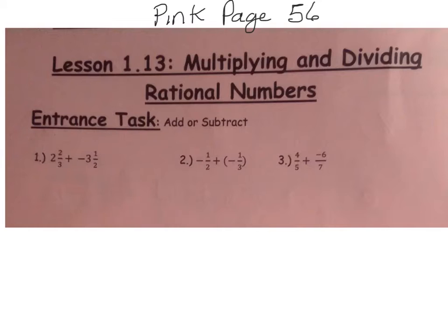Hi, welcome back. Another day of our flipped classroom. So today we're looking at multiplying and dividing rational numbers, positive and negative. We're going to start off again with an entrance task. I need you to add or subtract these fractions. Tomorrow I'm going to be looking for work on your paper, so don't think you could just fast forward and write down the answers. You need to pause, do the problems.